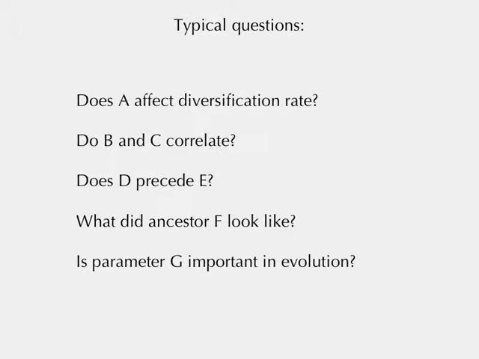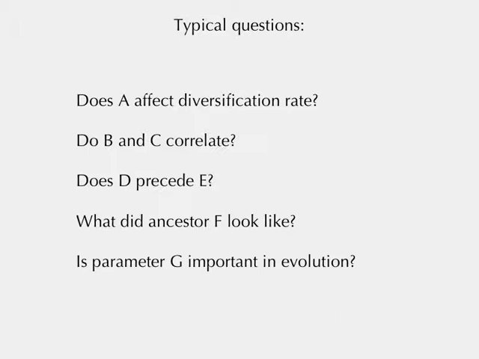Do B and C correlate? So take the leaf lifespan versus leaf size that we talked about last time. They may think there should be some positive correlation. Or I think that a certain kind of wood structure correlates with occurring in moist habitats. Can I test that? Does being a K species correlate with being a bad invasive species? So test that sort of correlation. Does D precede E in evolution?